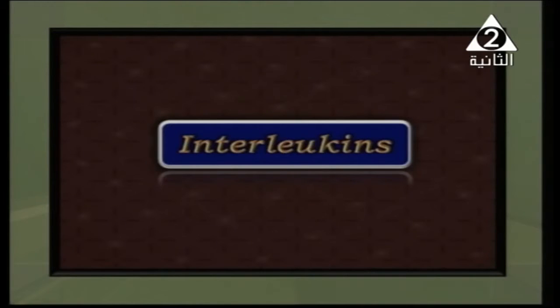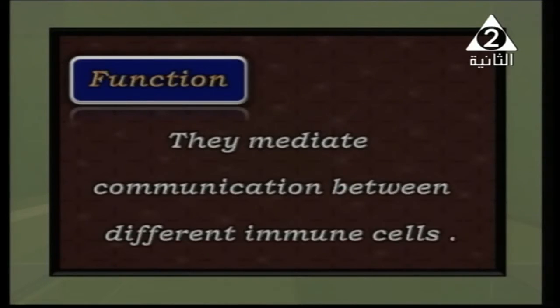Also we have something called interleukins. They are also a chemical substance inside our body. Their function is that they mediate the communication or the link between the different immune cells. So the second type is interleukins.